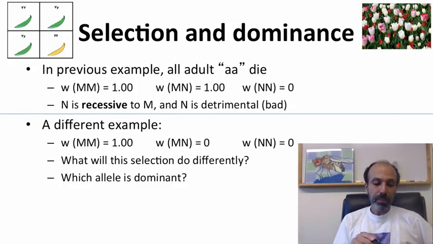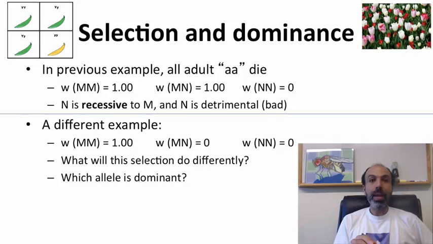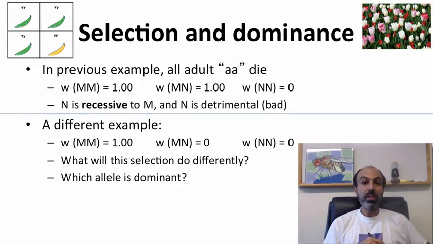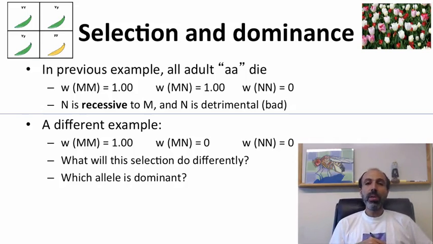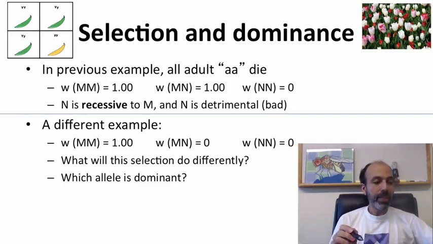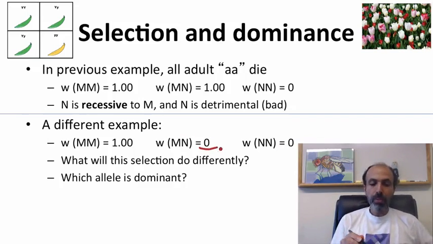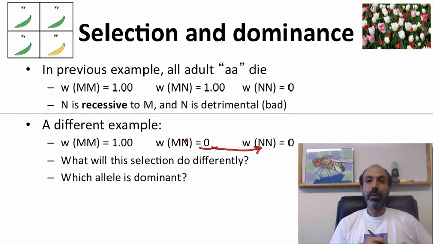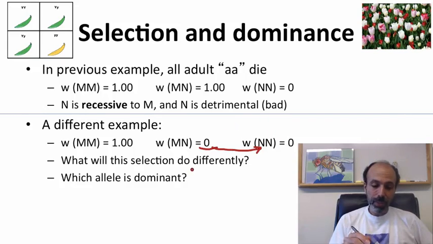Here's a different example. So in this case, MM has relative fitness 1.0, MN has relative fitness of 0, and NN has relative fitness of 0. So what do we think is going to happen in this case? Well, first of all, which one is dominant? In this case, again, we look at the heterozygote. Which one has the same relative fitness as it? In this case, it is the NN homozygote. So N is actually dominant now. N is still bad.